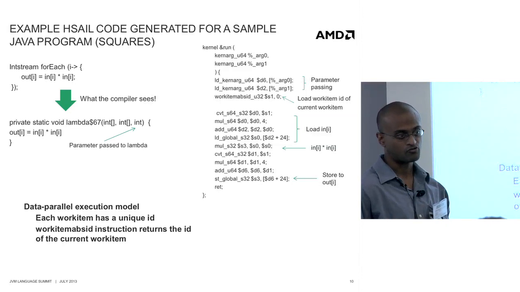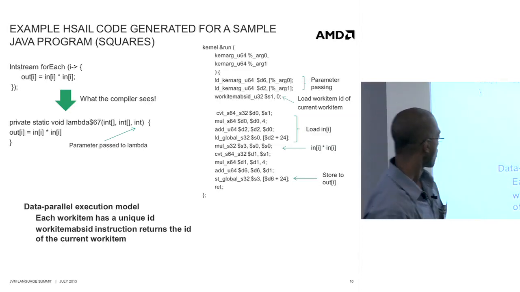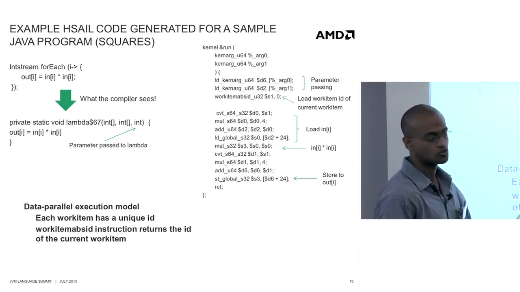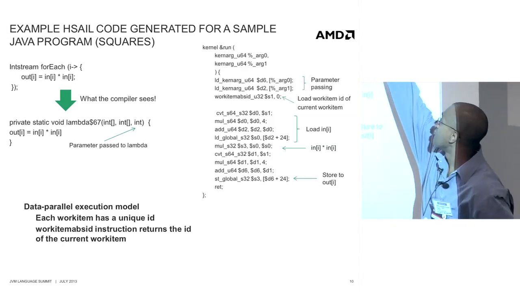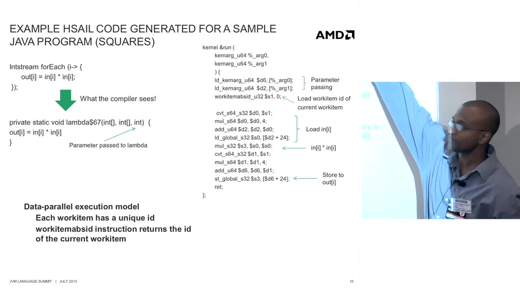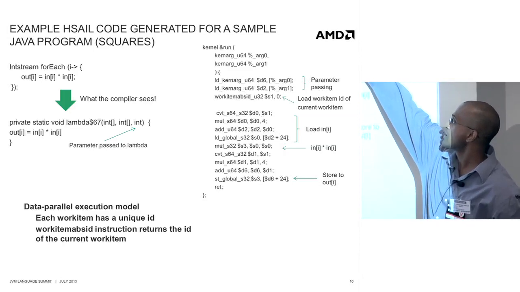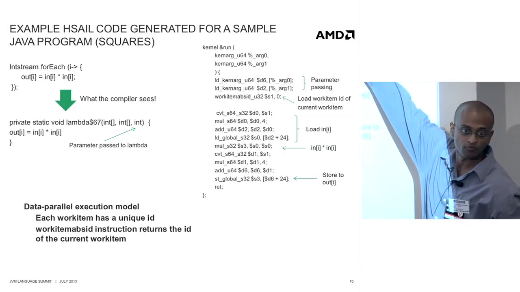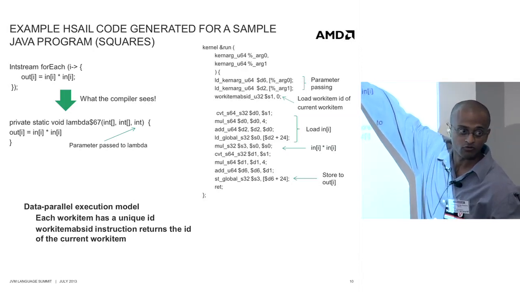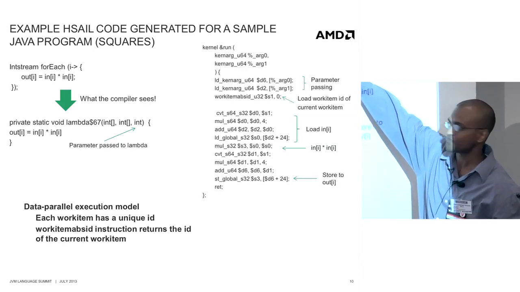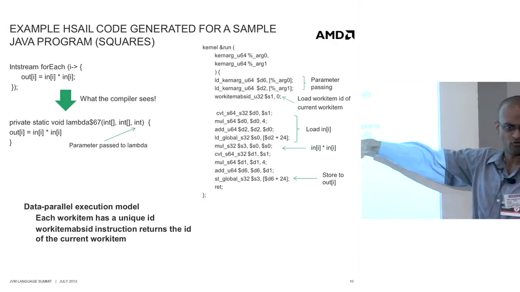And there's an instruction for that called work item abs ID. If you look through the code, I'll walk you through this a little bit. We have parameter passing up here, the input and output array being loaded into registers. And we have the work item ID being retrieved, so we can use that as an index into the array. And the rest of the code is pretty straightforward.